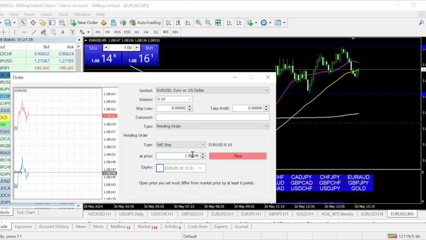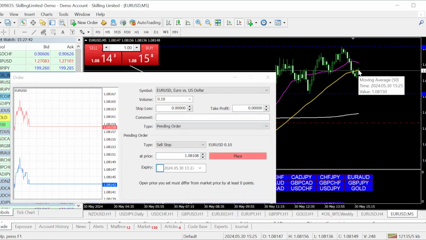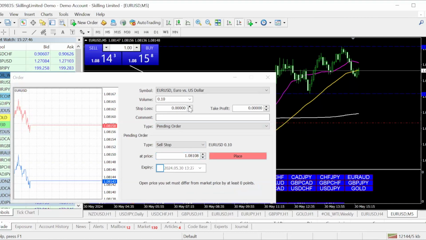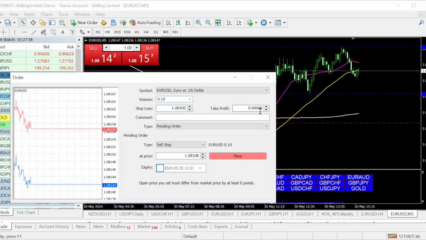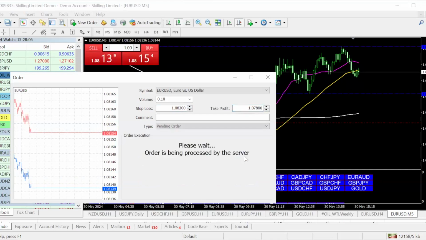So here I can say at 1.08033, and then the stop loss, I can put it somewhere around here too, which is around 1.082. Okay, let's say 1.08200. Then our target, I can just put 20 pips there, 1.07800. That's one way to go about this.